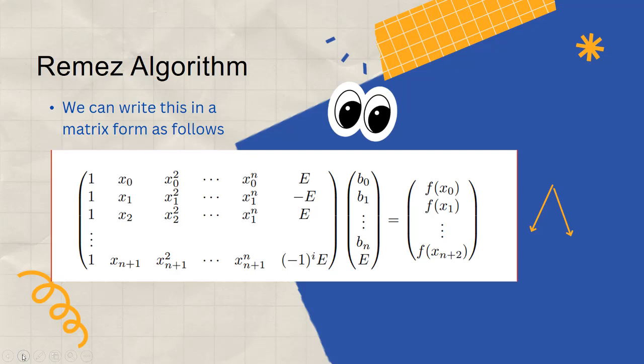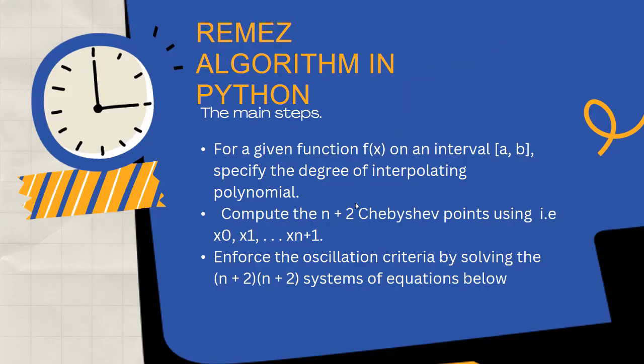That is, we want the error between the polynomial and the function f to oscillate alternately at the Chebyshev nodes. For that, we will write the system of equations below. We can write this in matrix form as follows. We can solve this n plus 2 by n plus 2 system to find the coefficients b0, b1, ..., bn.